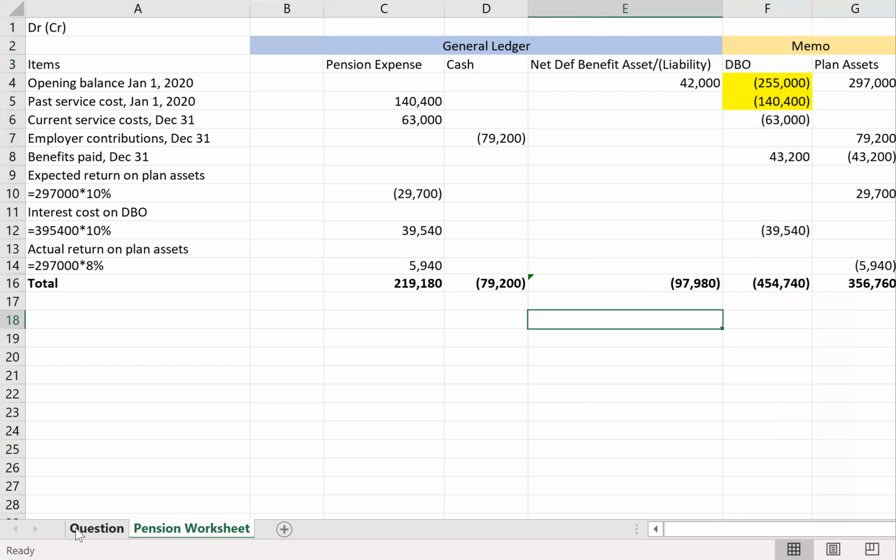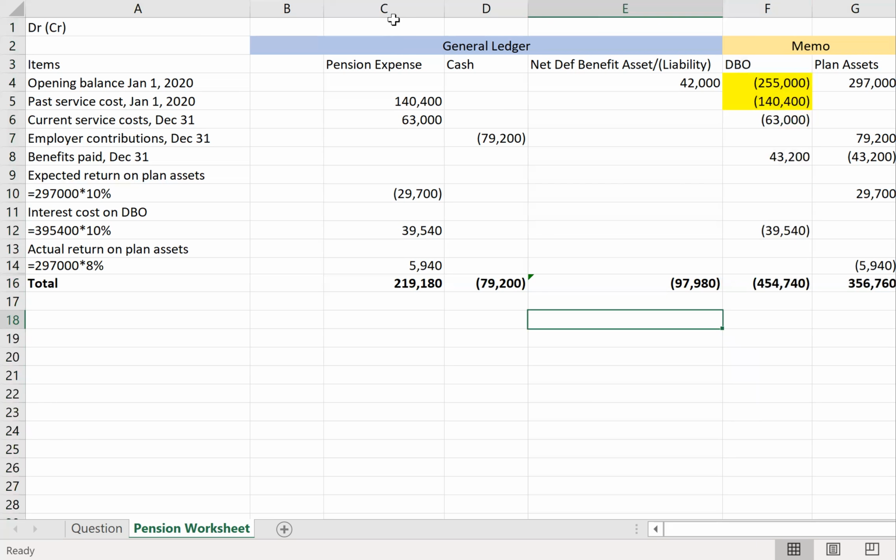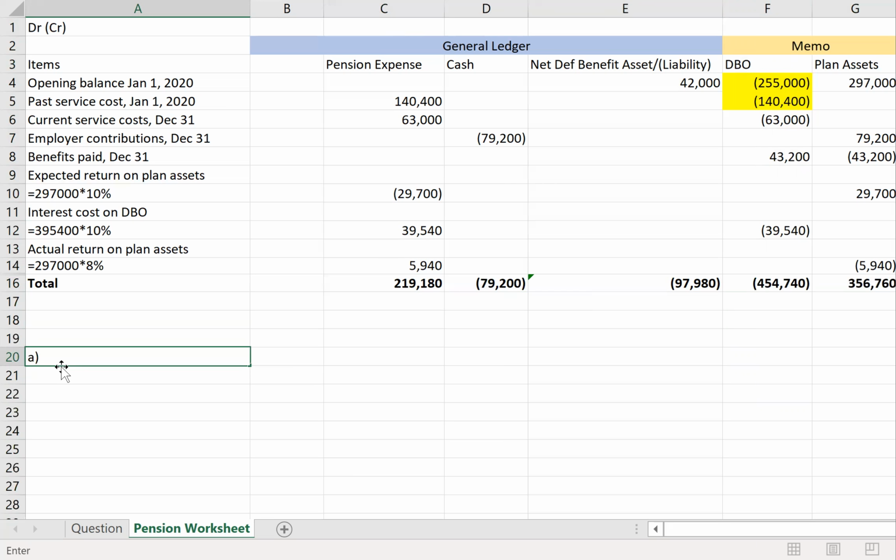So let's take a look back at the question and see what we've answered. So the first thing says, calculate pension expense for 2020 and prepare journal entries to record the expense and funding for the year. Okay, so we've definitely calculated the expense for 2020. Now let's do our journal entries. And if you're doing this question on an exam, I suggest just explicitly answering the question. So pension expense for 2020 is 219,180.